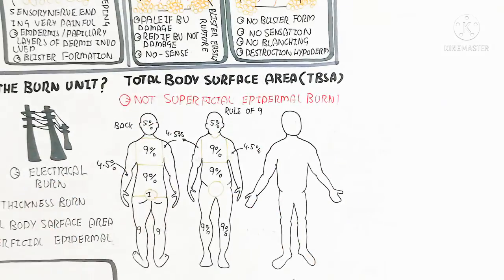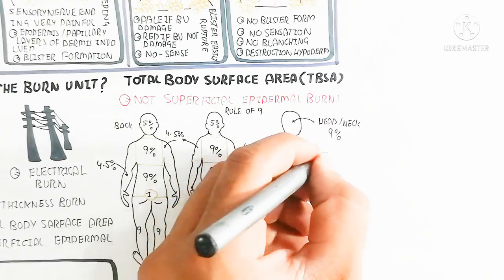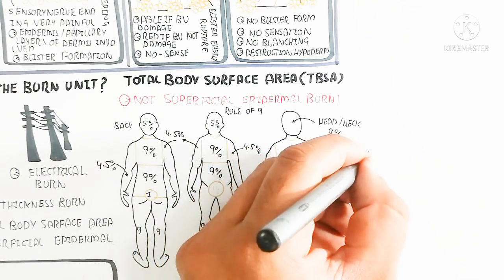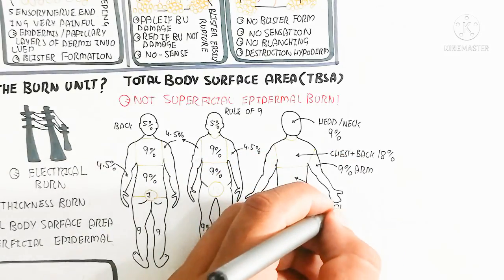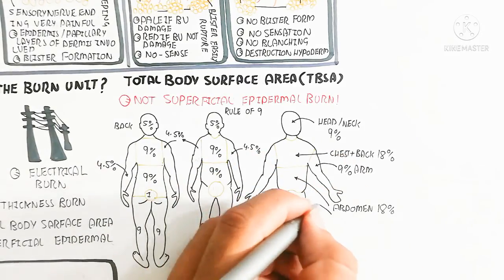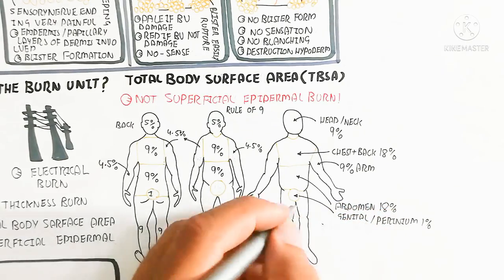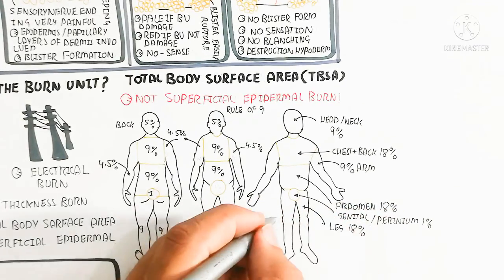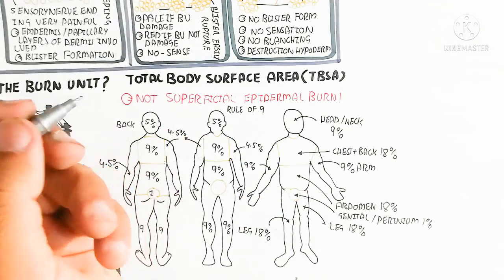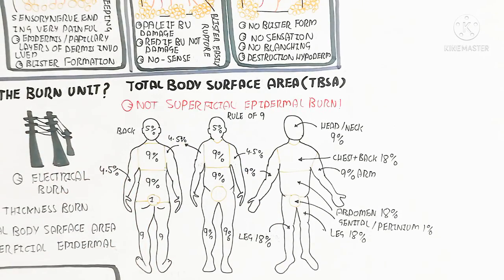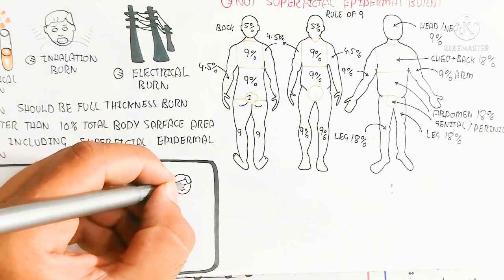And in this way we can apply the rule of 9. Here you can see the genital area is 1%, and each leg, back and front, is 9 and 9, which is 18. So here the abdomen is 18, the arms are 9% with 4.5 and 4.5, and both are 18 again. In this way the chest and back is 18, and each leg is 18.